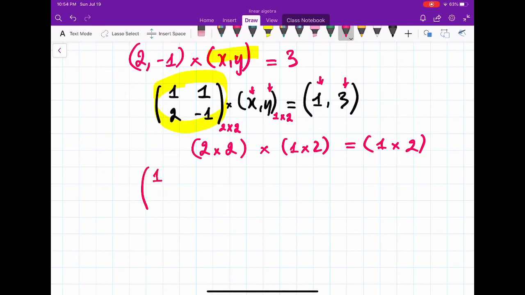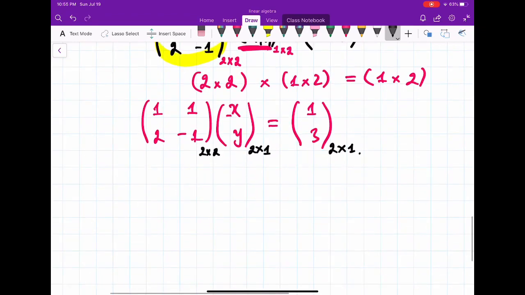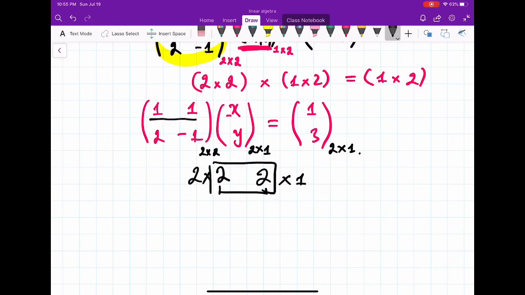So I write 1, 1, 2, negative 1, x and y in here. So that means I rewrite this row as a column, right? Equal to 1, 3. So I have, this is 2 times 2, and here 2 times 1. Finally, I get 2 times 1. Why? Because, you know, it's interesting. Because I have 2 times 2 right here, right? And here 2 times 1. So I can multiply these two, right? Because they have the same, you see, 1 and 1, and then x and y. Is that correct? And then finally I get this.